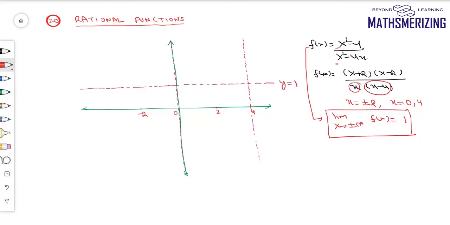Now I'll go back to inequalities. What is the sign of the rightmost? This is plus and plus. The sign of the rightmost is plus. So this is plus, this is minus, plus, minus and plus.